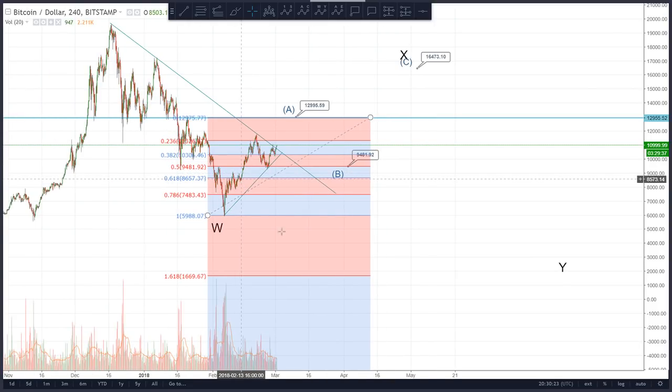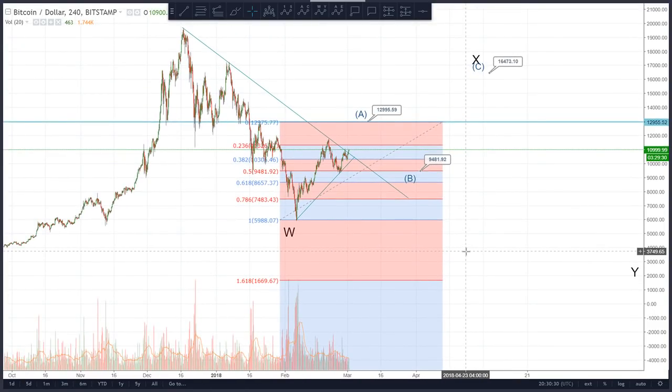All right, at the moment we've still got low volume. We're waiting for that high volume to come in to tell us that we're in this final wave 5. So that's what we're looking out for. That's what I expect to happen. Yeah, so let's see what happens.